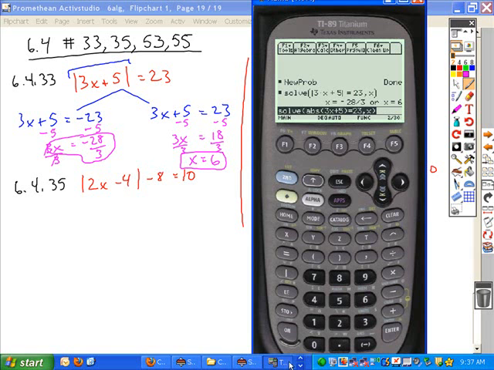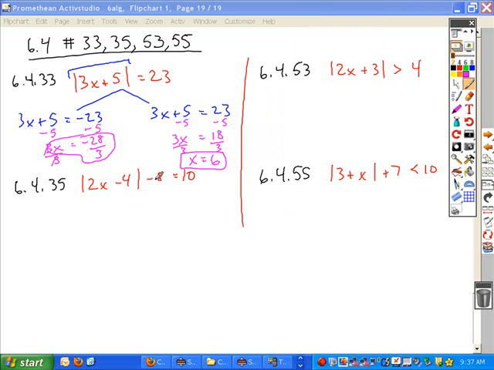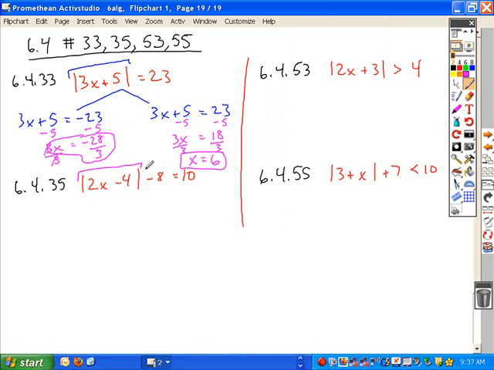Okay, same thing for problem 35. Here you need to isolate your expression that's in absolute value, so we need to add 8 first. So we get 2x minus 4 in absolute values is equal to 18. And then you do the exact same steps that we did up here.